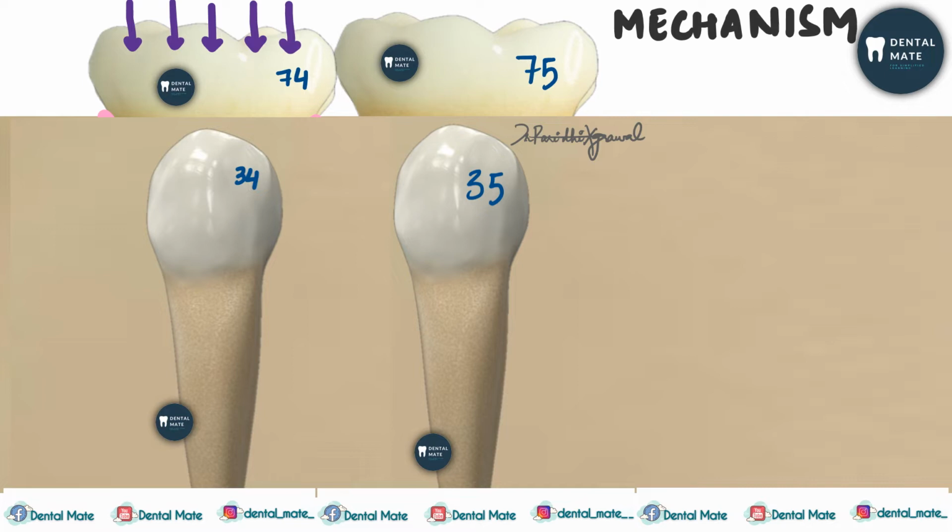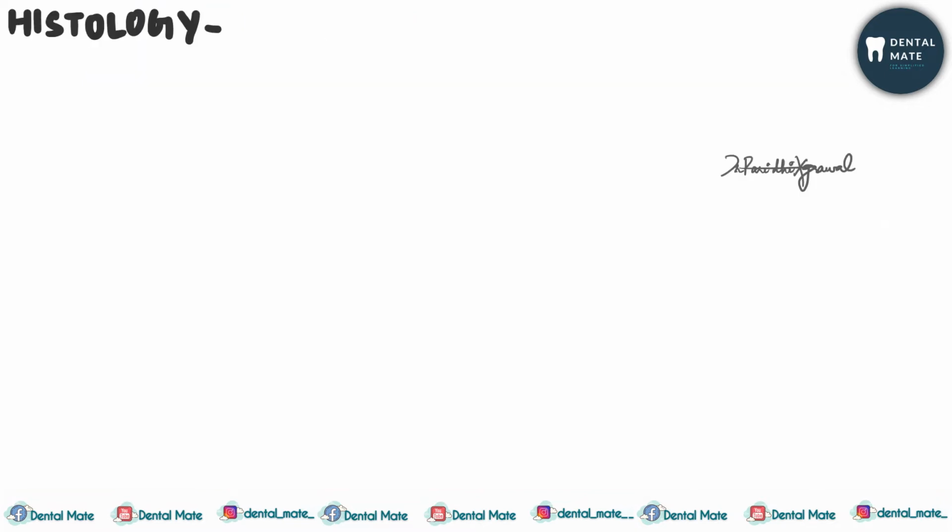Now, next, let's talk about the histology of shedding. In shedding, two phenomena occur. First, there is destruction of the supporting PDL, and second, there is resorption of the dental hard tissue. This resorption of dental hard tissue is with the help of odontoclasts.